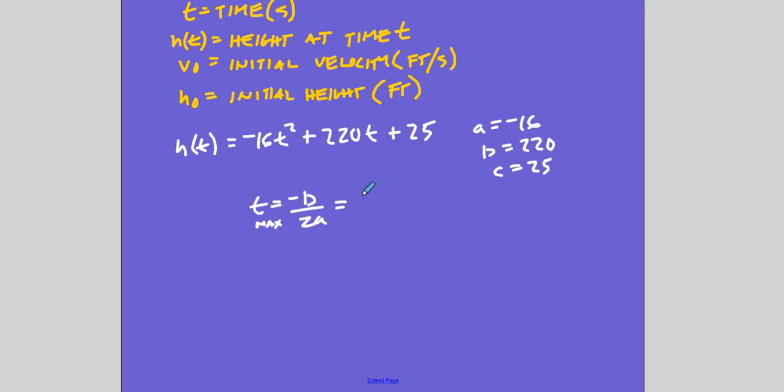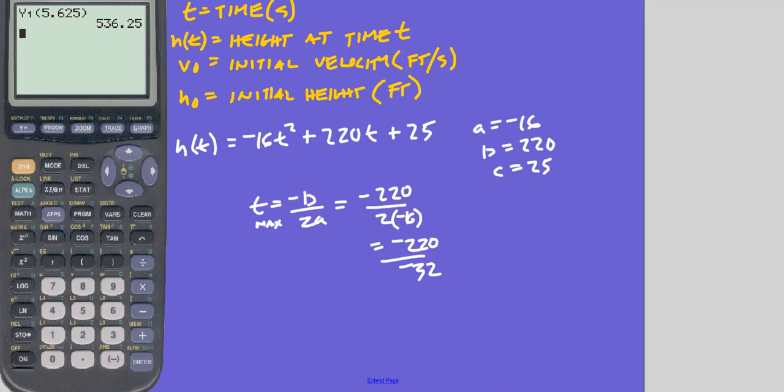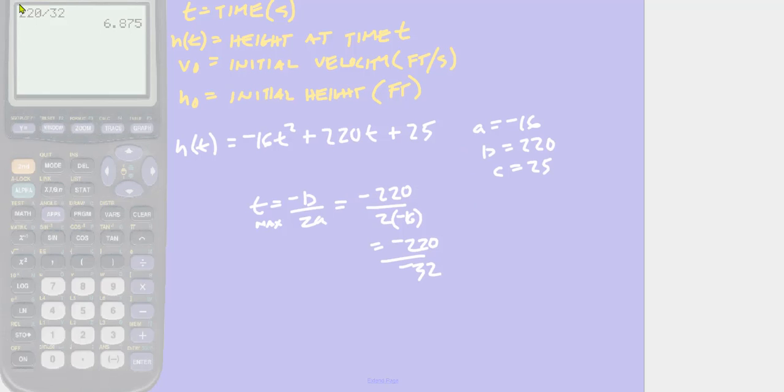But that's just going to be -220 divided by 2 times -16, which is -220 over -32. You can ignore the negatives, so I'm going to do that in my calculator now. So I've got 220 divided by 32. So maximum height's after 6.875 seconds.